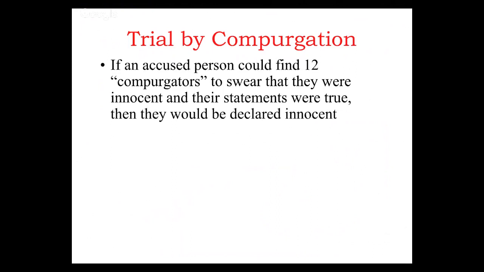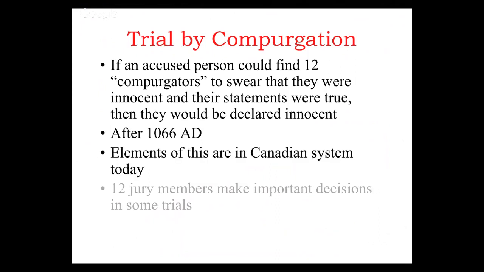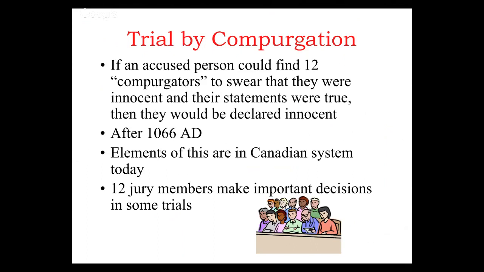Trial by compurgation is one of the first instances of a trial by jury. Twelve people you could find who could swear that your statements were true. And elements of this are in the Canadian system today. Twelve is the number of jury members that are used in a trial.